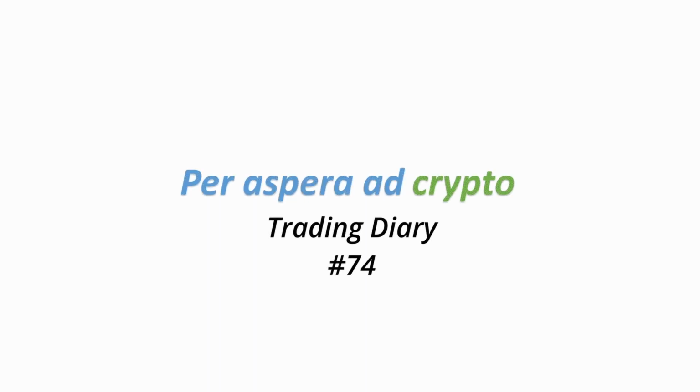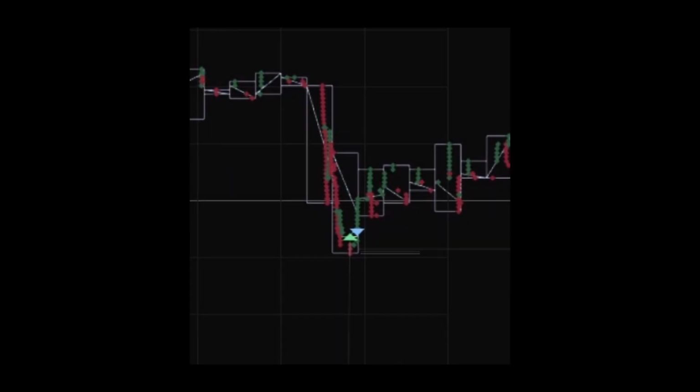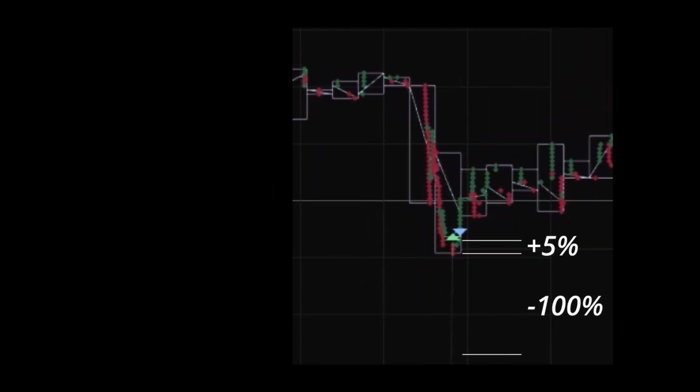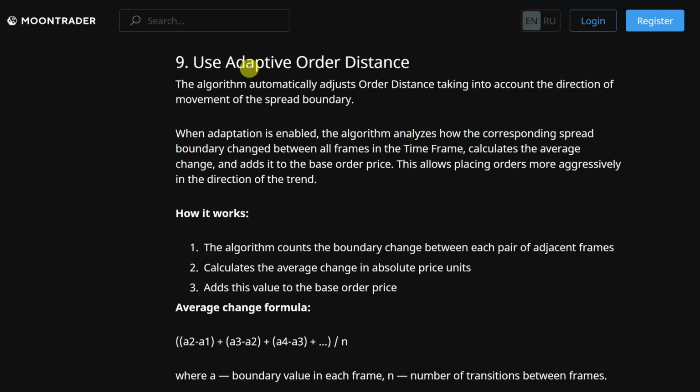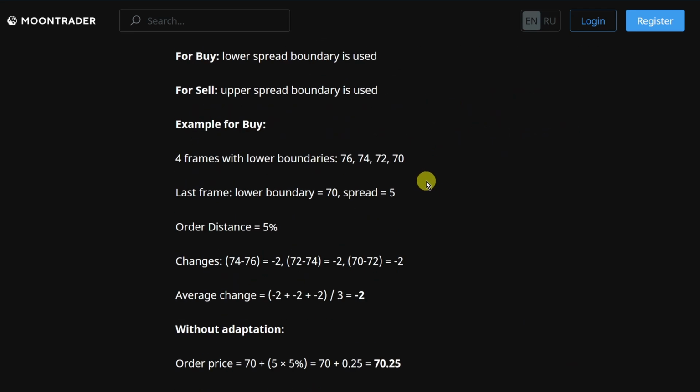From last time, we remember that the order distance is, generally speaking, a percentage of the last frame spread, and the starting point is either the upper or the lower boundary of the frame depending on the side. The manual describes the purpose of adaptive order distance as placing orders more aggressively in the direction of the trend. Fine, but what does that actually mean?